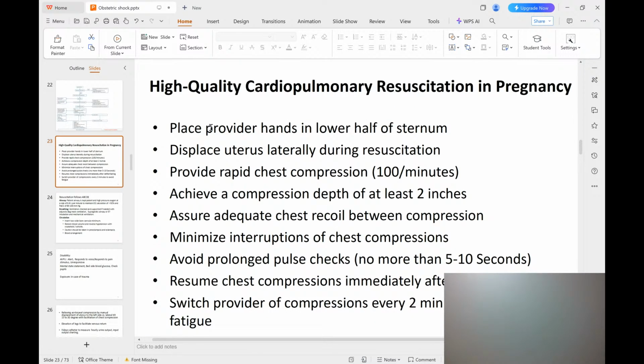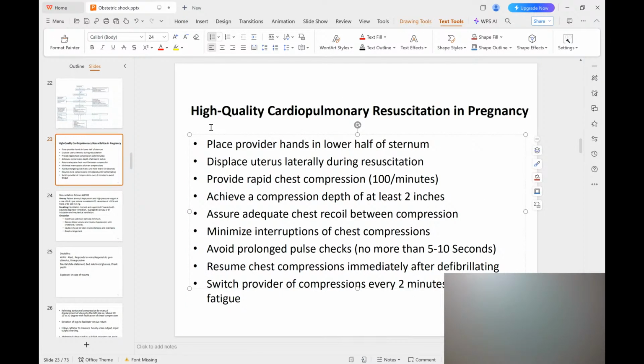What is high quality cardiopulmonary resuscitation in pregnancy? These are the steps: the position of the hand is on the sternum, in the lower half of the sternum, and displacing the uterus laterally during resuscitation with rapid chest compression, that is 100 per minute, and the depth of at least 2 inches with adequate chest recoil between the compressions, and minimizing the interruptions between the compressions.